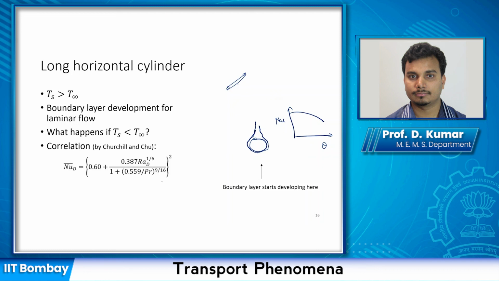Again, for this case, a correlation is available, so you can find Nusselt number is 0.6 plus this, again a function of Rayleigh number, and the Rayleigh number again depends on Grashof and Prandtl number. So Nusselt number is still a function of Grashof and Prandtl number. This correlation is valid if your Rayleigh number is less than 10²².